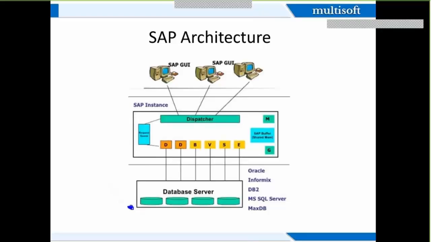So this is the SAP architecture. The first, upper part is the SAP GUI, the presentation layer, or you can say the SAP front end, which is in front of the user. Second is the SAP instance, which we call the application layer. The last one is the database server, the database layer, where any kind of database can reside, whether Oracle DBMS, Informix, DB2, MS SQL Server, or MaxDB.